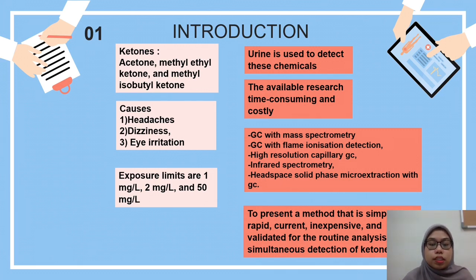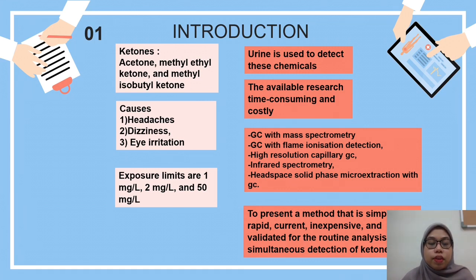The available research describes procedures that are both time-consuming and costly when trying to detect all three ketones at the same time. Gas chromatography with mass spectrometry, gas chromatography with flame ionization detection, high-resolution capillary gas chromatography, infrared spectrometry, and head-space solid-phase microextraction with gas chromatography detect individual ketones.